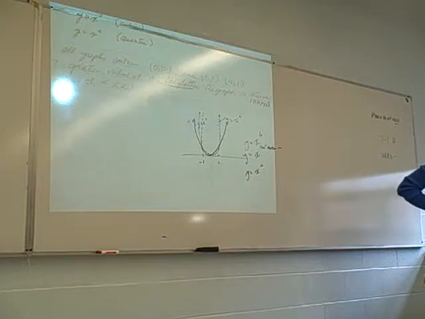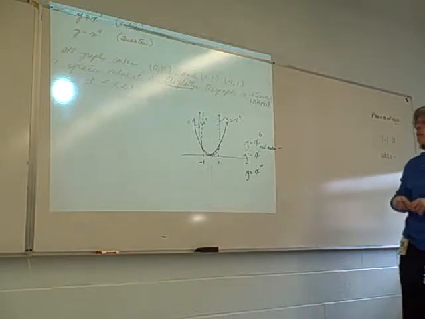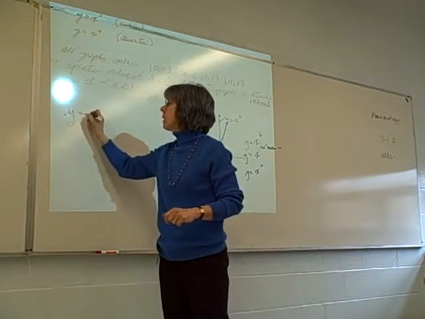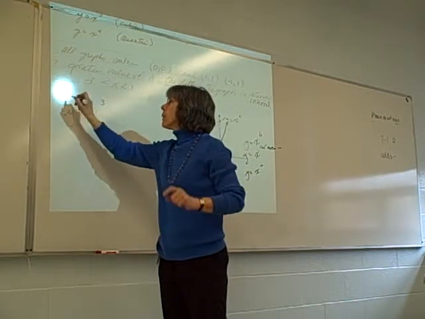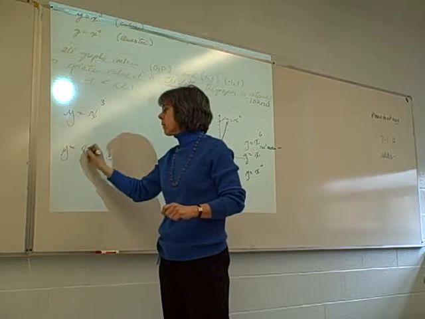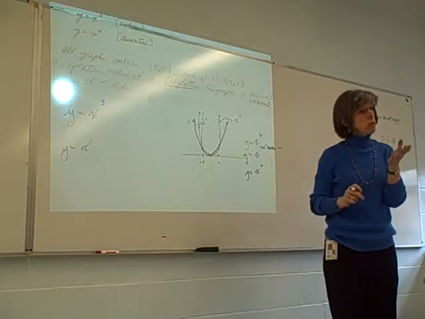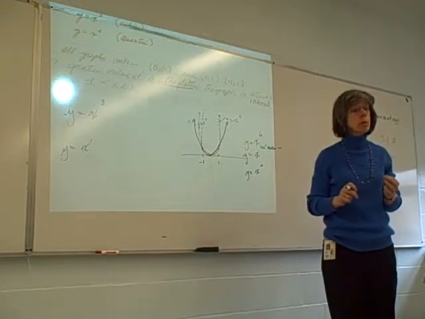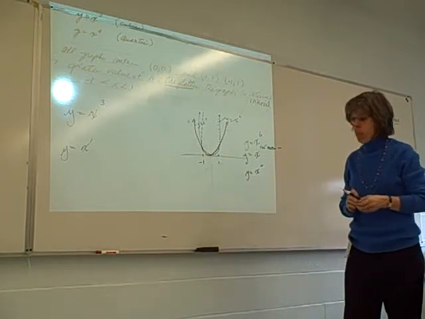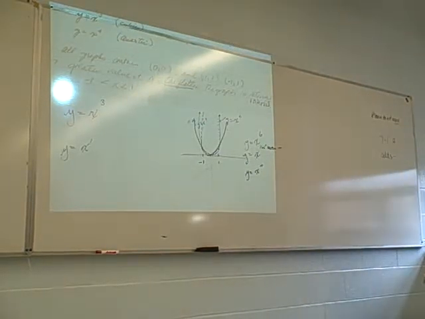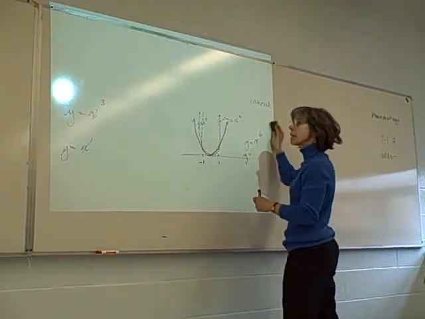So let's see what happens when the exponents are odd. Definitely odd. We have y equals x to the third. Now, we've done y equals x to the first, and what do we know the graph of y equals x to the first is? It's a straight line. What is the graph of y equals x to the third? It's one-sided, like a half parabola. Yeah, it kind of has an odd shape, doesn't it?